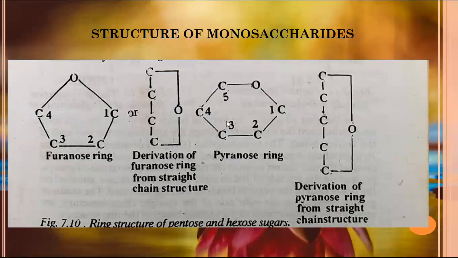The ring resembles, means similar to, the compound pyran. Hence, this ring is called the pyranose ring. This sugar is also called pyranose sugar. Their glycosides are called pyranosides. The pyranose ring is more common in hexoses.